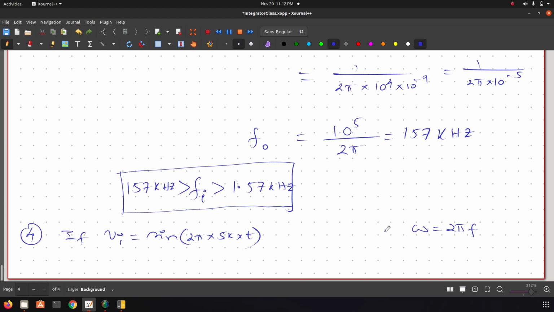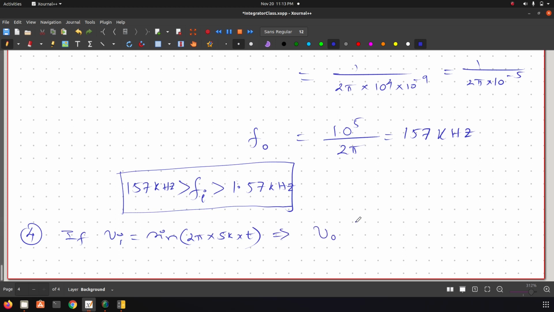The circuit is the same circuit. So whether this signal is properly integrated, for that we have to check with the input frequency. Our input frequency is 5k, right? So whether it satisfies this: 5k is greater than 1.57 kilohertz and less than 157 kilohertz. Therefore this input signal is properly integrated. So if it is properly integrated, what will be its output voltage?